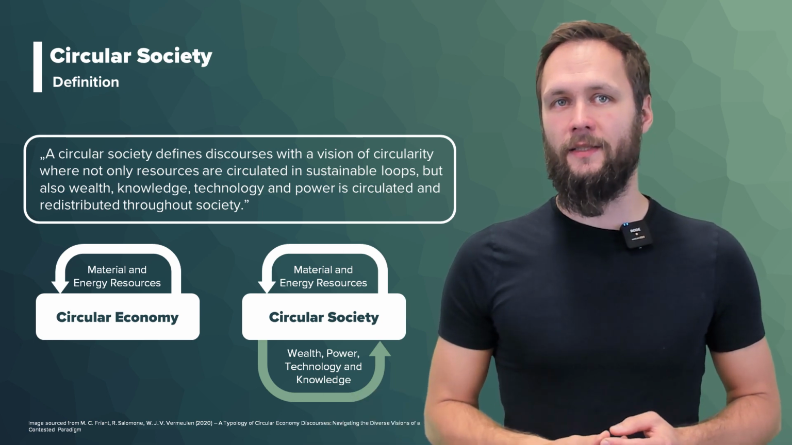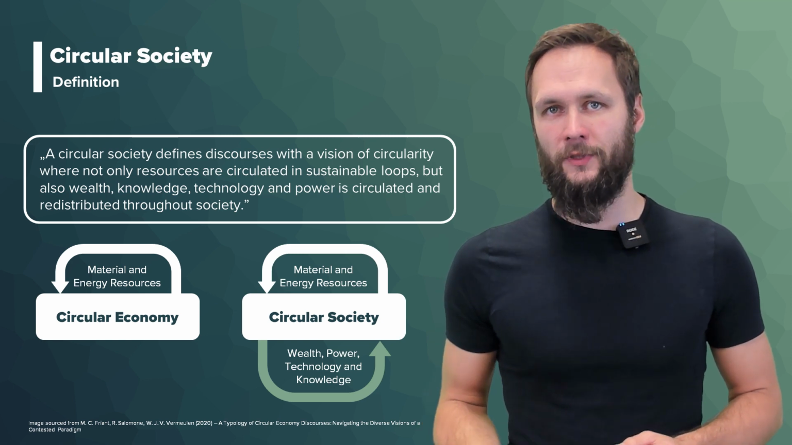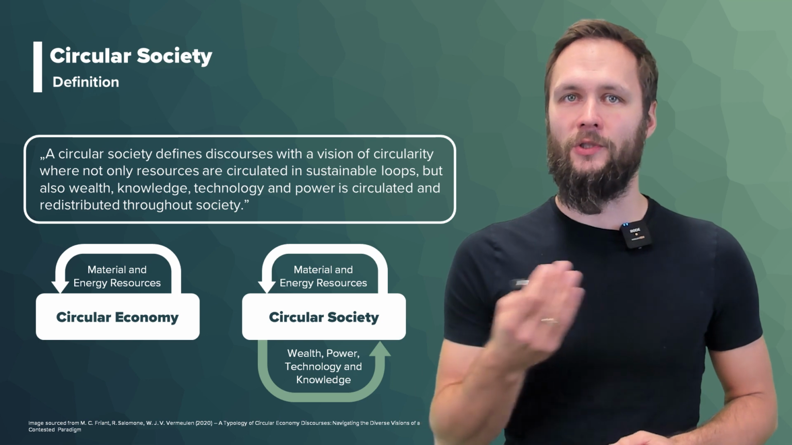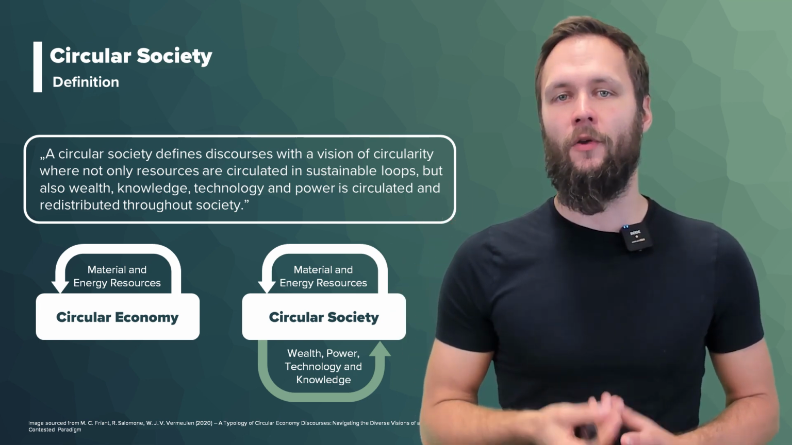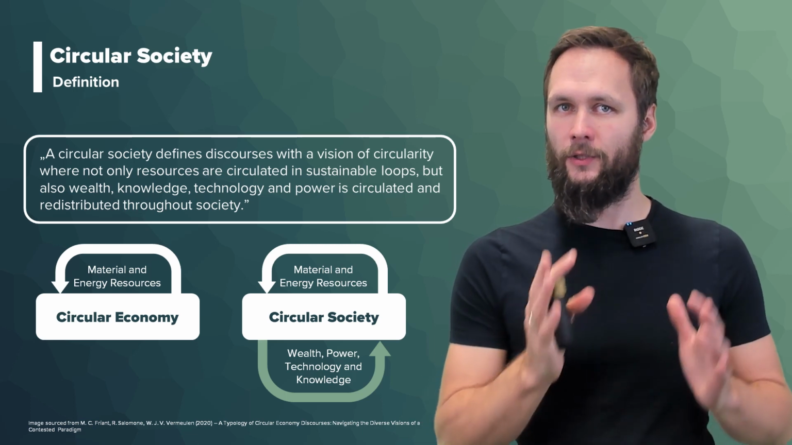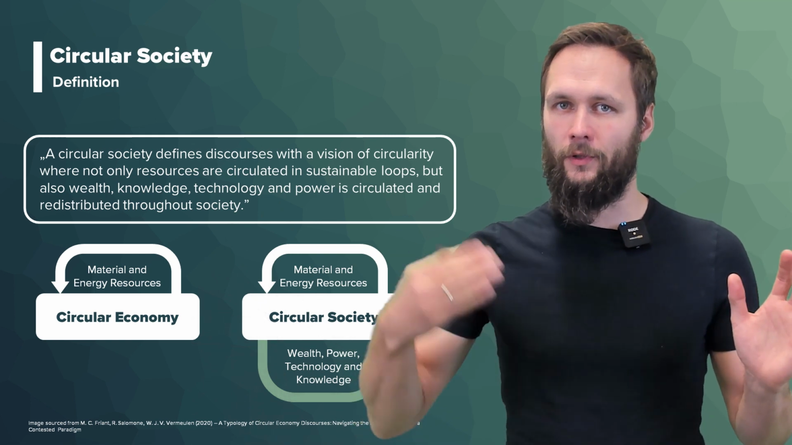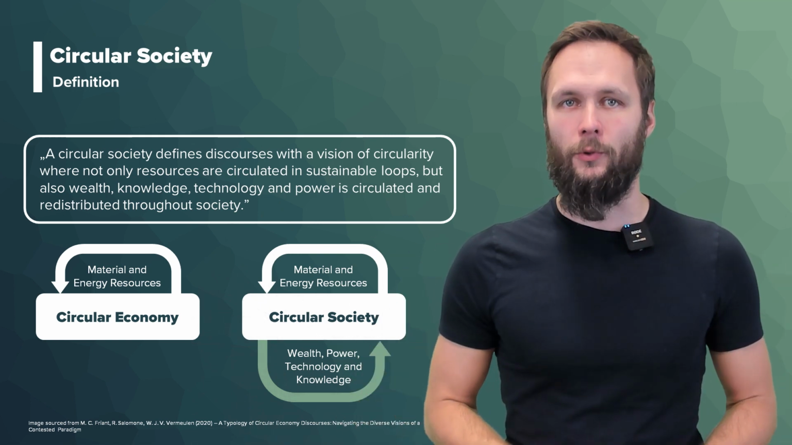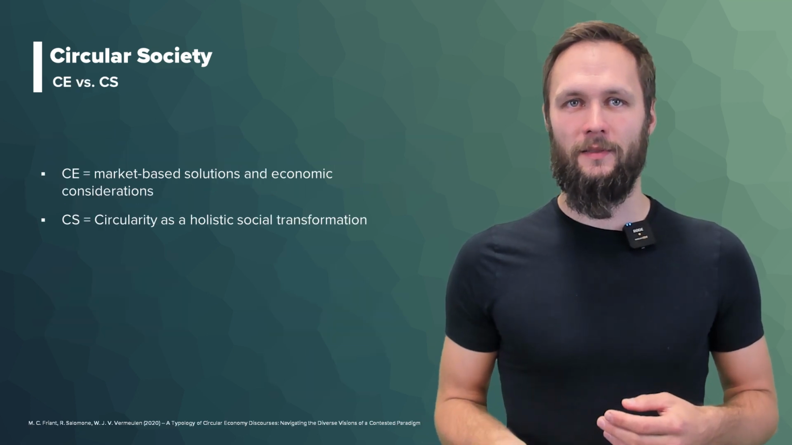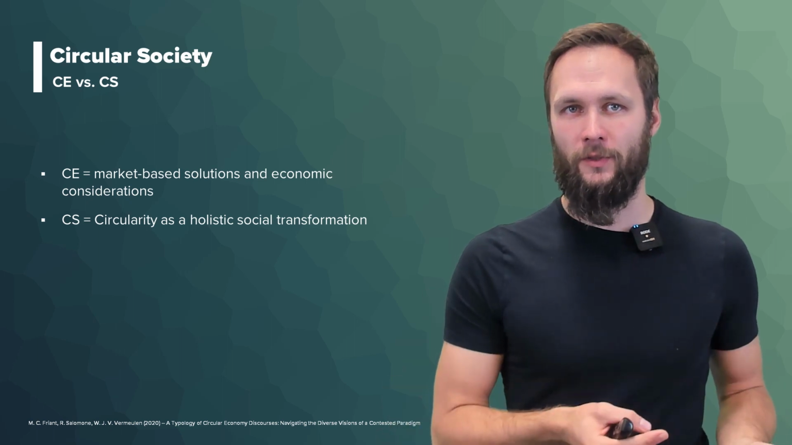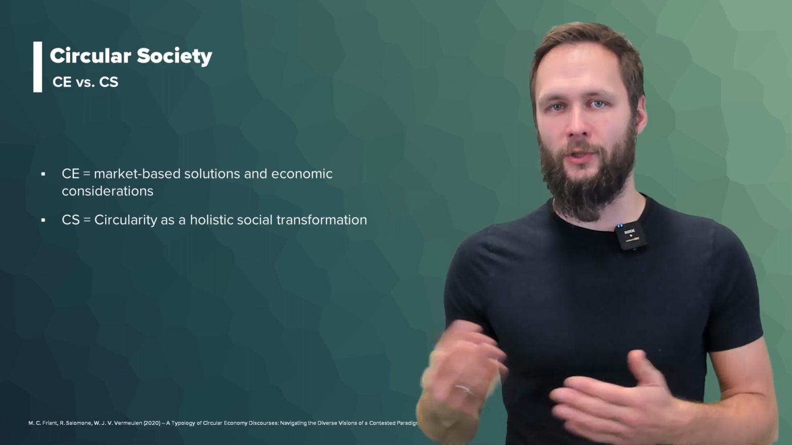A circular society defines discourses with a vision of circularity, where not only resources are circulated in sustainable loops, but also wealth, knowledge, technology, and power are circulated and redistributed throughout a society. So circular economy is very much focused on the first part, and now we're adding further concepts here to get it to a more holistic solution. So in short, the circular economy is more the market-based solutions and economic considerations, while the circular society has circularity as a holistic social transformation concept.